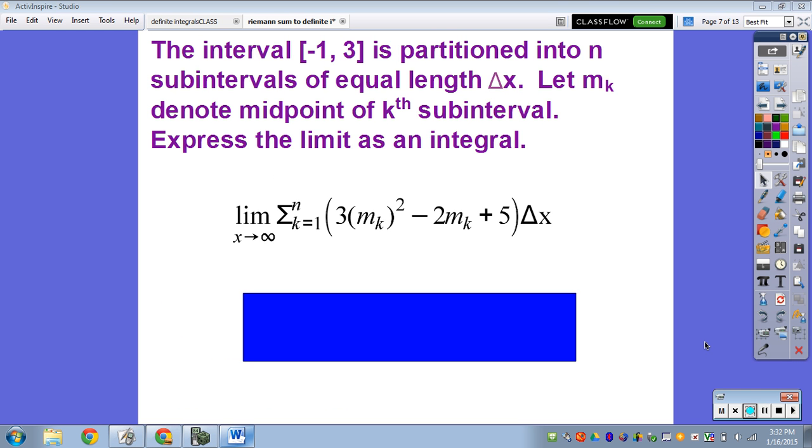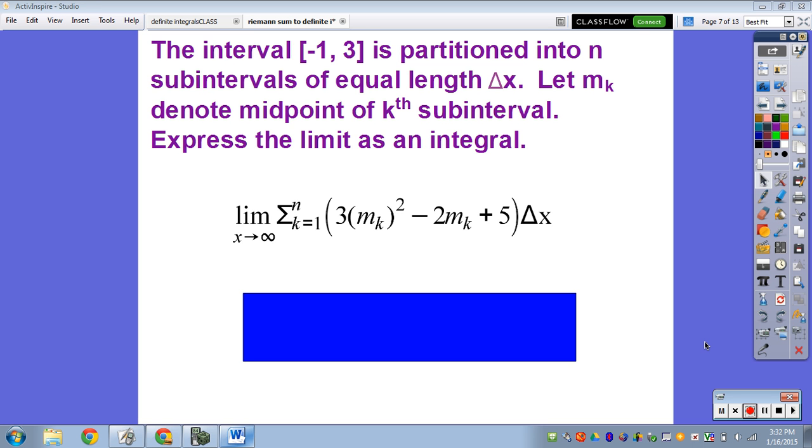Alright, so let's put this in a context. In this particular situation, we have the interval -1 to 3, and it's partitioned into n subintervals of equal length, delta x. So that would be the width of our rectangles, and n represents the number of rectangles. And so we're going to let m sub k denote a midpoint of each subinterval, and we want to express the limit as an integral.